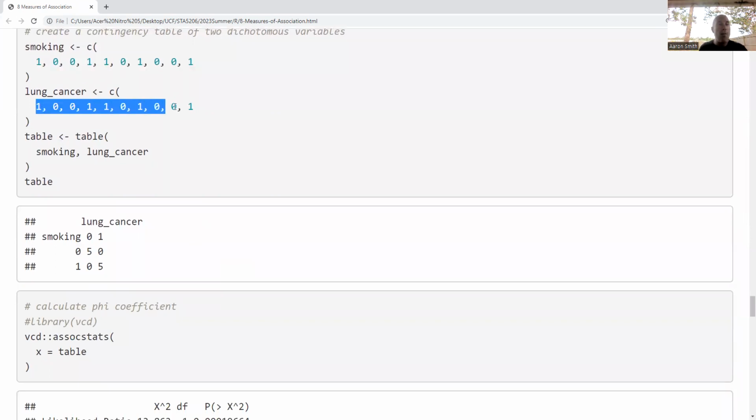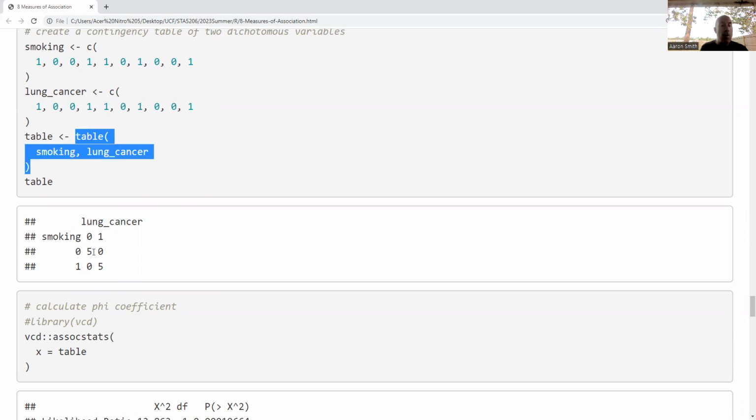Smoking, here I have some fake data for lung cancer. A 1 indicates that they are a smoker, 0 indicates they are a non-smoker, a 1 indicates that they have lung cancer, a 0 indicates that they don't. And I'm going to create a table. Here's that table.